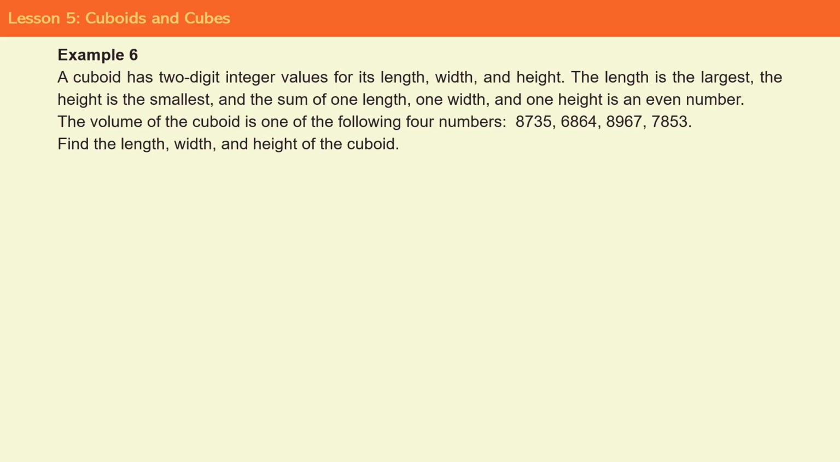Example 6, a cuboid has 2-digit integer values for its length, width, and height. The length is the largest, the height is the smallest, and the sum of one length, one width, and one height is an even number. The volume of the cuboid is one of the following 4 numbers: 8735, 6864, 8967, 7853. Find the length, width, and height of the cuboid.